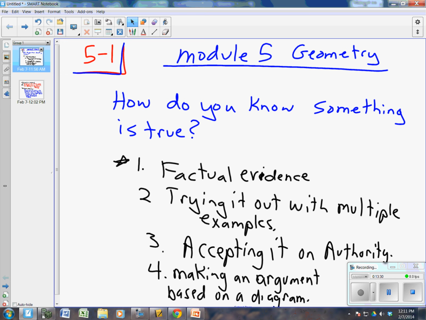I think most of the time we know because some math teacher told us, right? Accepting on authority. We did it because we believed that the teacher was right. And the teacher might have even made us do this right here. They might have tried it out with multiple examples. That's what we're going to do right now.